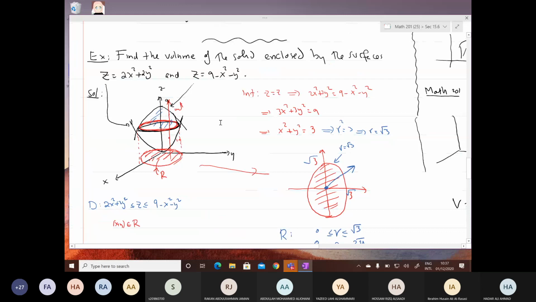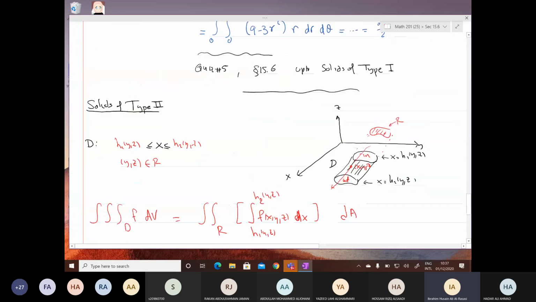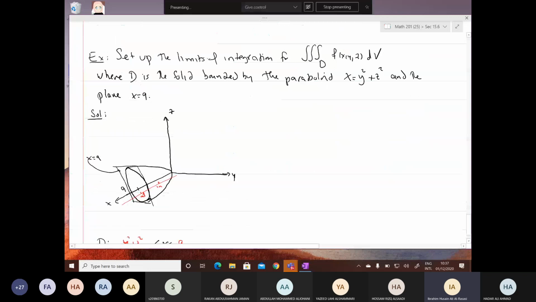Okay. It's exactly the same, but instead of working parallel to the z-axis, you work parallel to the x-axis or parallel to the y-axis. It is the same idea. There is nothing new. So here you are working parallel to the x-axis. You just intersect for the projection.